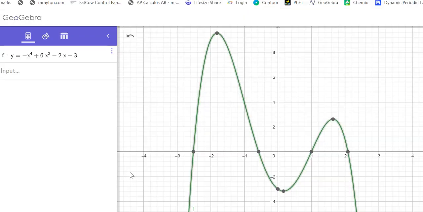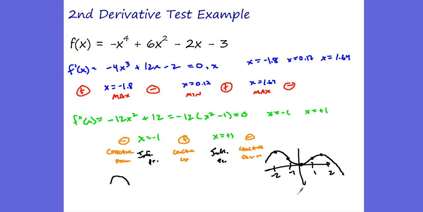If we want to know what it really looks like, this is what it looks like. You can see how we have a max up here at negative 1.8. We got a relative min right here at 0.17 or whatever, and we got a max right here. You can see we're concave down. We have an inflection point right here at negative 1 where we become concave up. We have another inflection point at 1 where we're concave down again. So it was a pretty good graph.